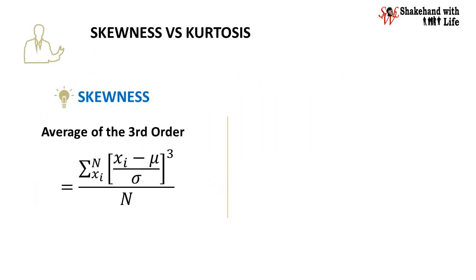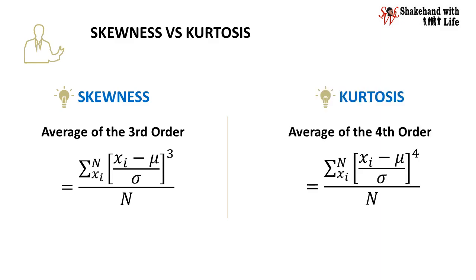Skewness is the average of the third order. The formula used for calculating the skewness of a population is given as average of the cube of the deviation of each data value xi from the population mean mu divided by population standard deviation, or in mathematical terms, sigma xi cube of data values xi minus population mean mu divided by population standard deviation sigma divided by the number of data values n. Kurtosis is the average of the fourth order.